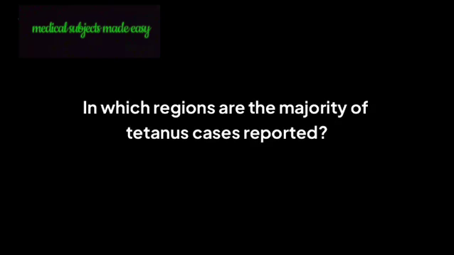The 10th question, what is opisthotonus? Stiffness of the jaw, or contraction of facial muscles, or severe muscle spasm causing arching of the back, or difficulty in swallowing. What is risus sardonicus?